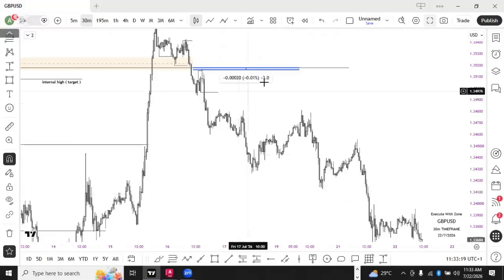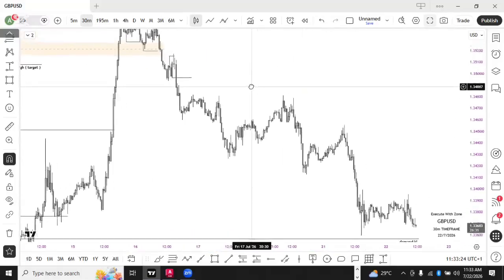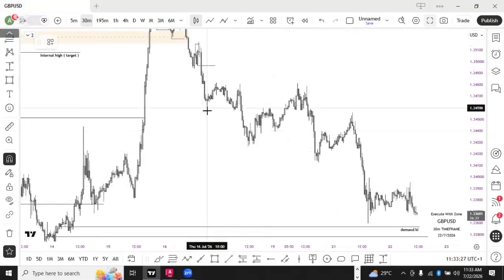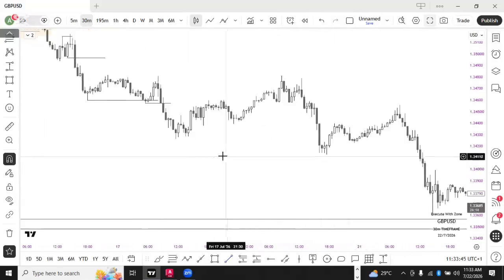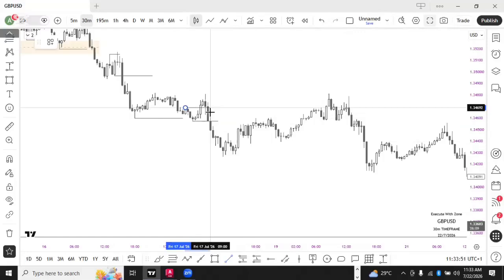So it's actually a missed entry. So then you wait again. You can just simply delete it. Then you wait for another proper break again. I'm seeing this break is not valid to me, so I'm not interested, and it did not take out the ISO. But if we check this now, this is another what? Break, and there was a sweep of this liquidity here.